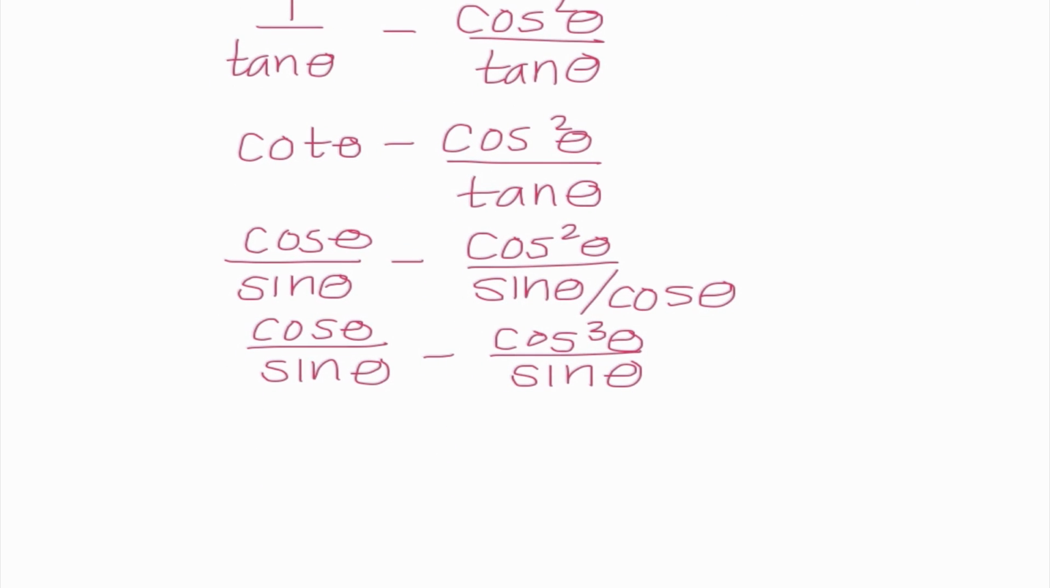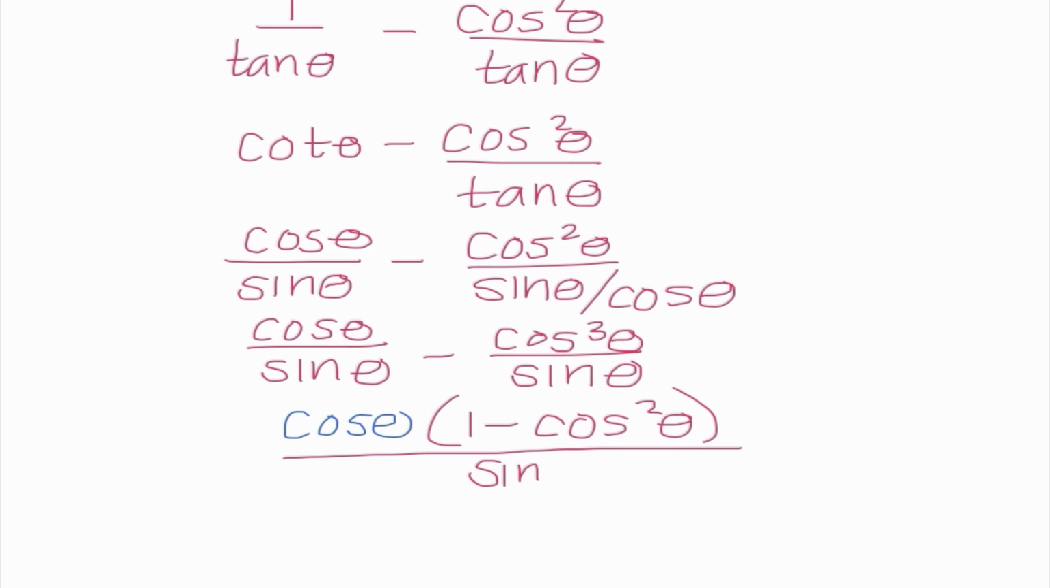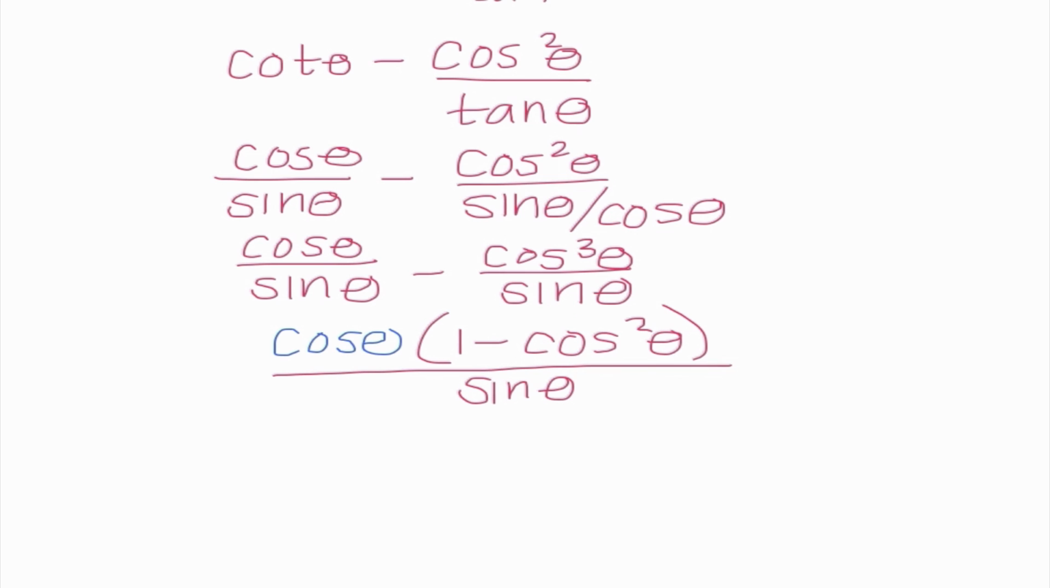What I might notice here is that I can write this as a single fraction, and I also have a common factor in my numerator. So I can take a cosine out, and I'm left with 1 minus cosine squared over sine. We already looked at this and realized that 1 minus cosine squared is equal to sine squared because of our Pythagorean identity. So I get cosine theta sine squared theta over sine.